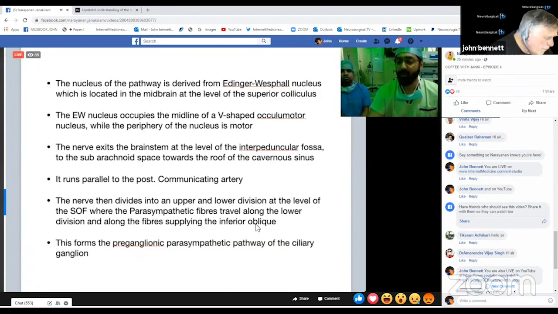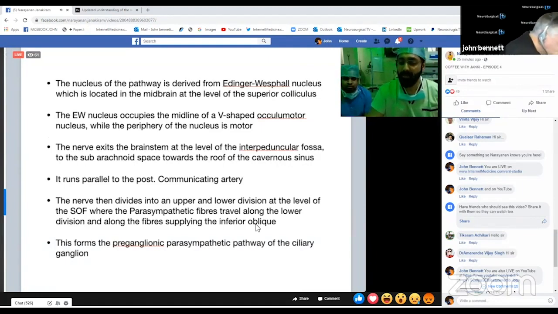The Edinger-Westphal nucleus occupies the midbrain as part of the V-shaped oculomotor nucleus, while the periphery of the nucleus is motor. The nerve exits the brainstem at the level of the interpeduncular fossa into the subarachnoid space, towards the roof of the cavernous sinus. It runs parallel to the posterior communicating artery. Of course, I will show you a lot of videos of this. All these videos are going to come later as I deal with the later episodes.